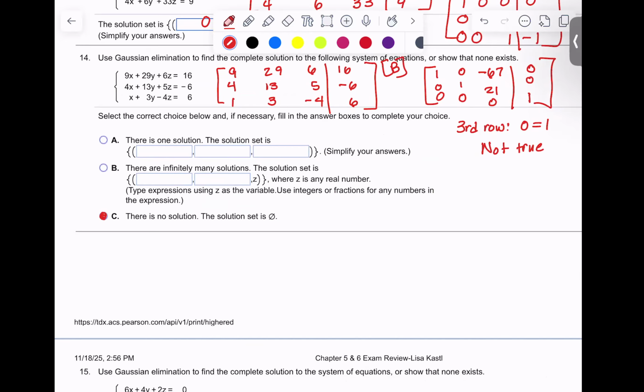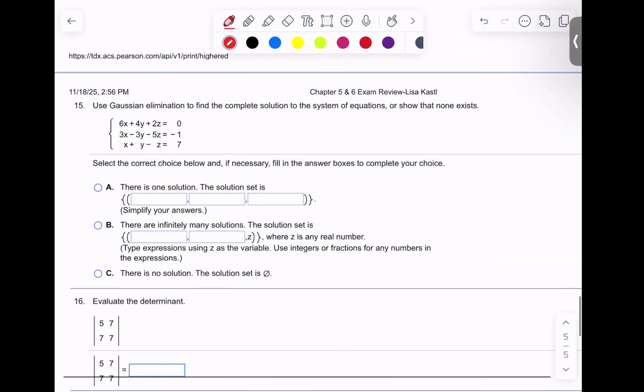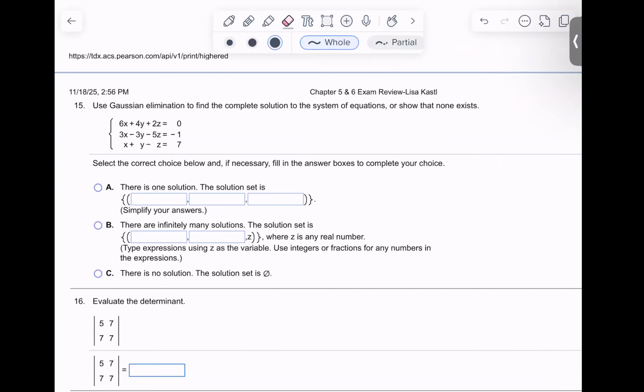So part C. Okay, use Gaussian elimination. Again, Gauss-Jordan is fine. So let's write the matrix. Now I'm going to put this in C. I have all those matrices available to me. I might as well use them.